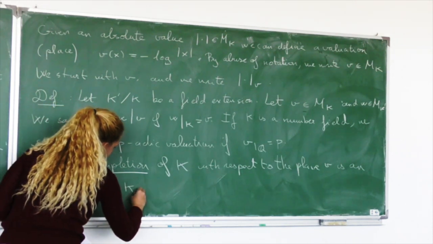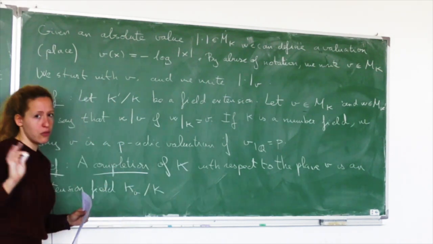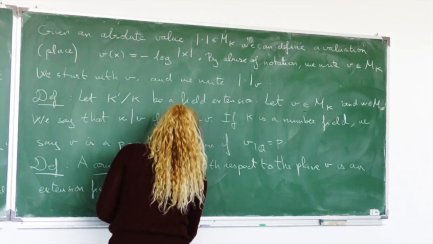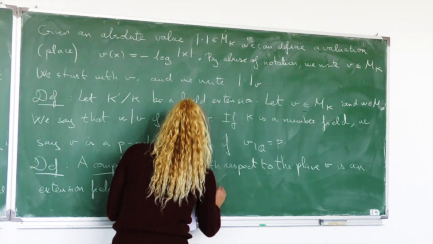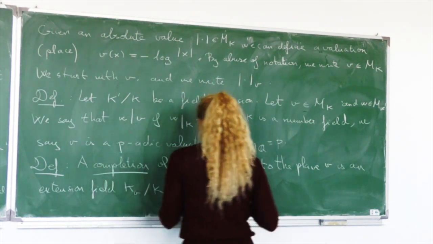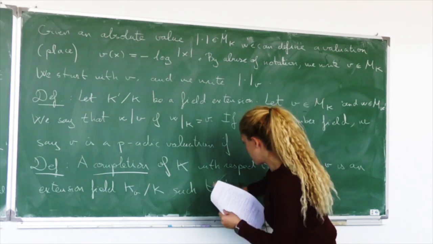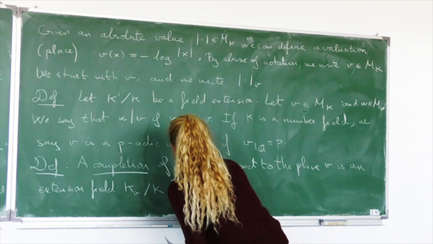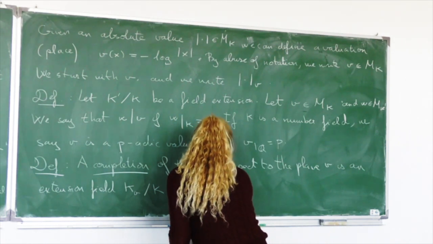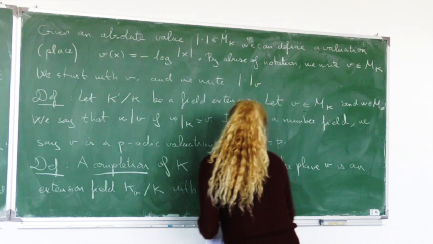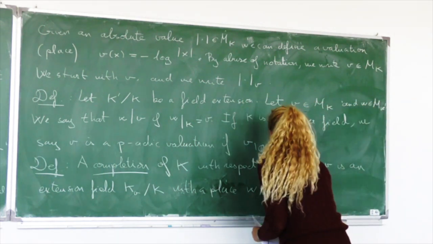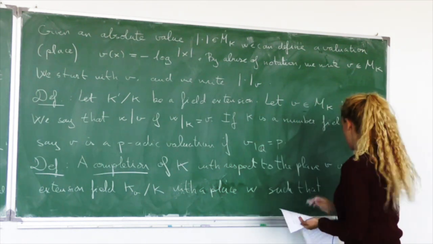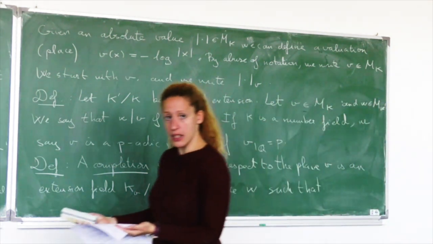that we denote like this. It's not necessarily finite, it's just an extension field, such that K hat V is an extension field with a place W, and now such that, I'm going to write on the other side the conditions that have to be satisfied.